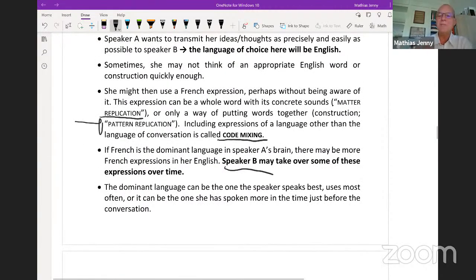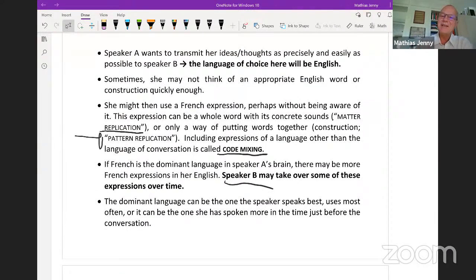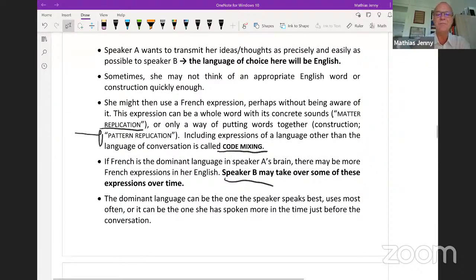And how much of this happens to speaker B, again, depends on the dominant language of speaker A. And as we have seen, this dominant language status can change over time and can change within the situation. So you see, language contact is pretty complex in different ways. It depends on different factors involving the speaker, the hearer, and the whole social setting.